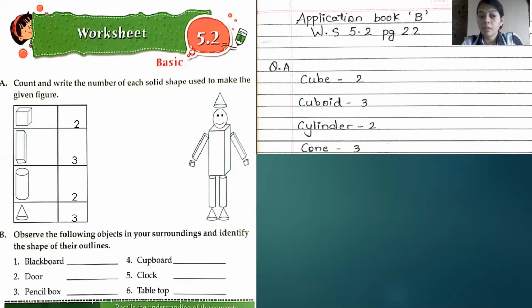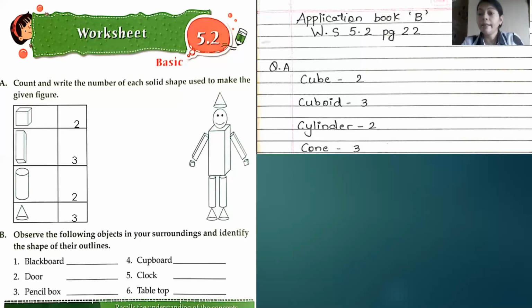Then inside the margin write the first shape, and that is cube. Write the spelling of cube, C-U-B-E. And then put a dash and write the answer, and that is 2. Correct? There are two cube shapes in the figure. Yes, children, very good. I hope you all are doing this with teacher. Then come cuboid. How many cuboids we have counted earlier? There are three cuboids. So first write the spelling of cuboid, C-U-B-O-I-D. Then put a dash and write 3.